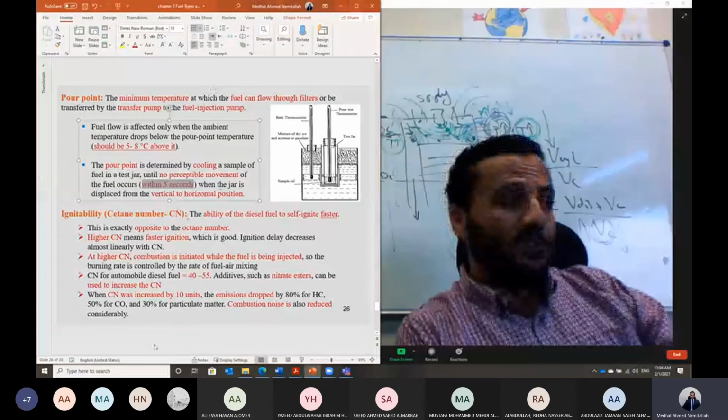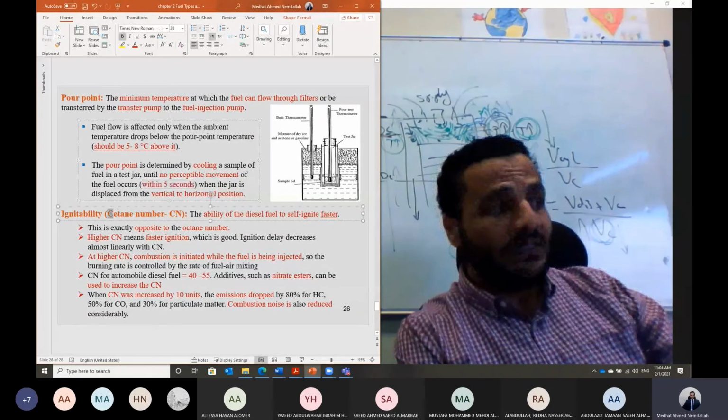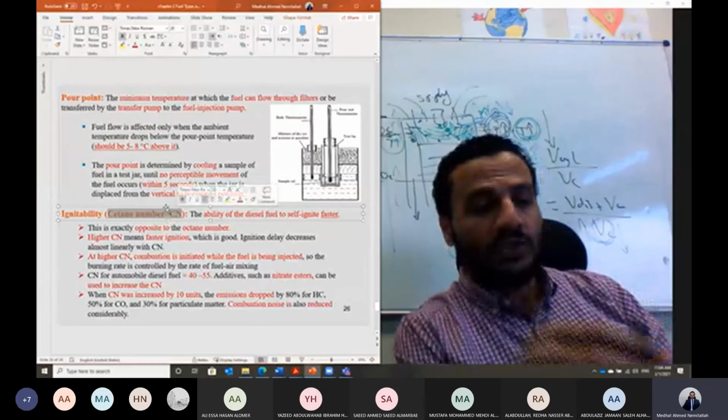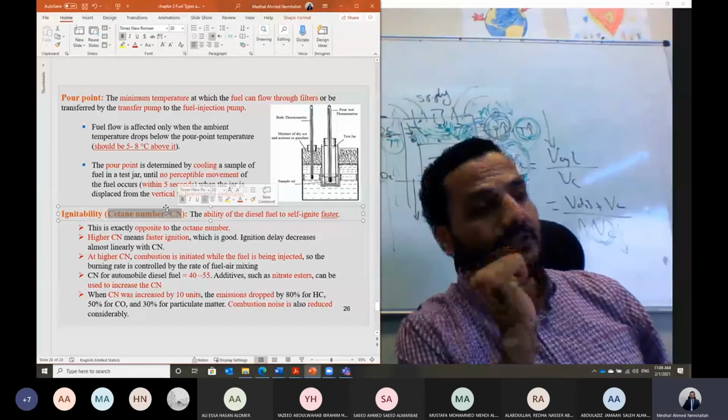Okay. The most important property of the diesel fuel is the cetane number. In the case of a gasoline engine, we have the octane number, which gives us an indication of the resistance of the fuel to self-ignition.